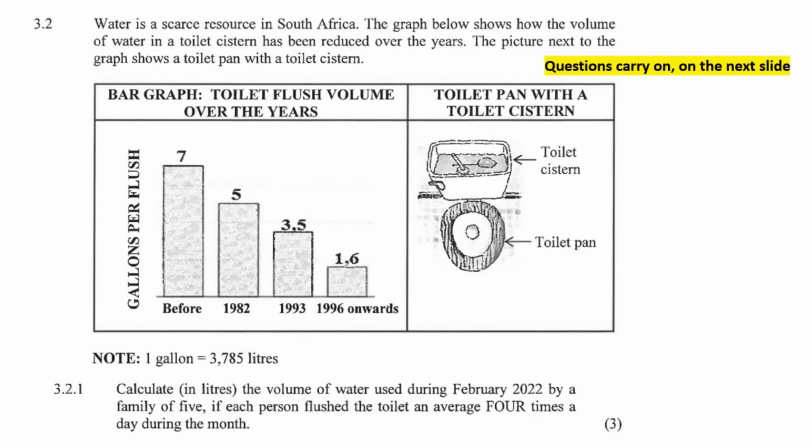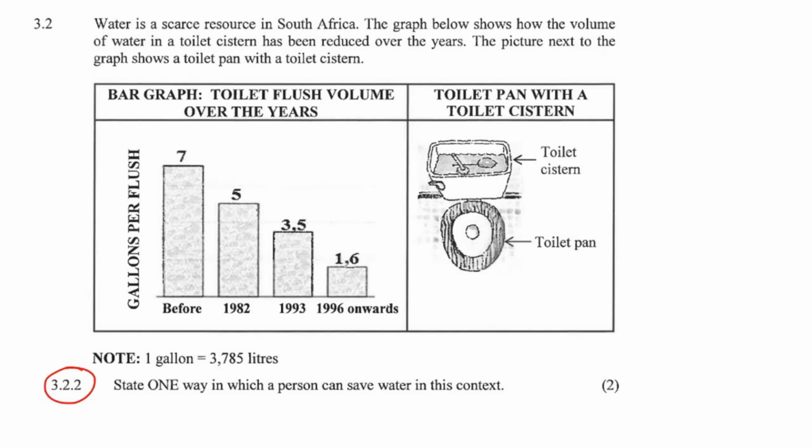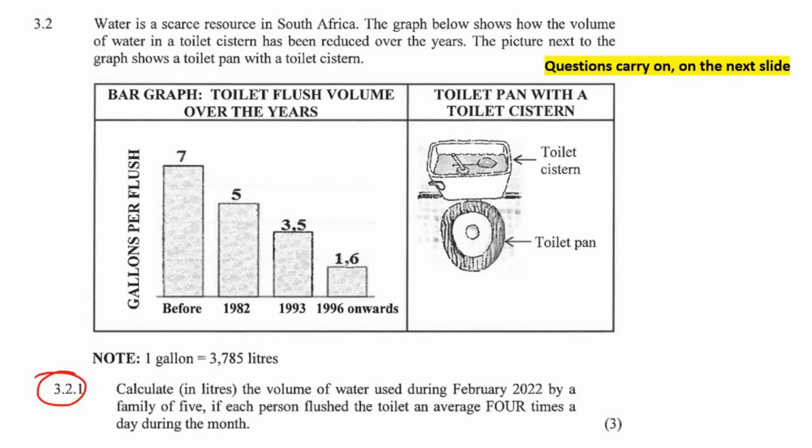So for this question, we will be doing one question over here and then another one over here. They tell us that water is a scarce resource in South Africa. Do you guys remember, just by the way, I can't remember exactly what year it was.